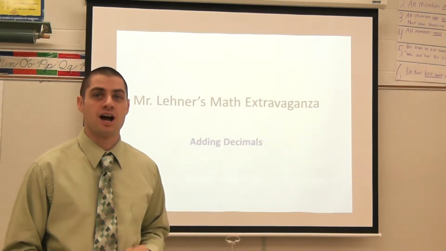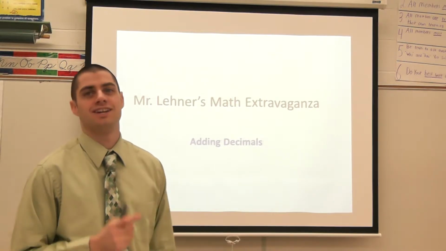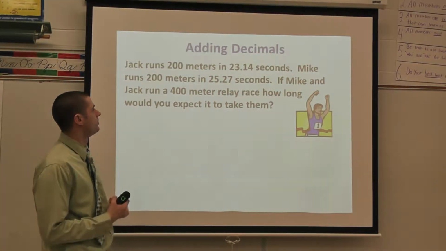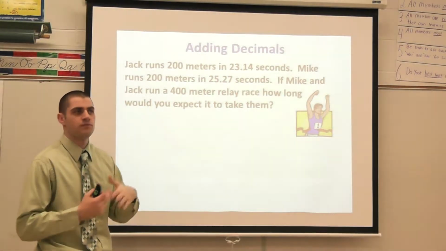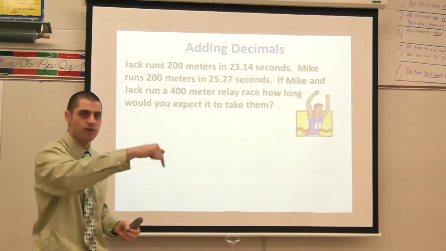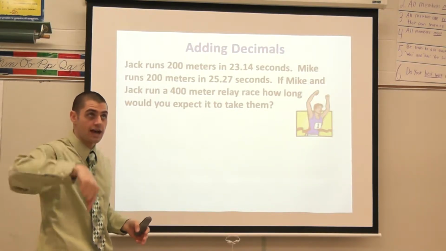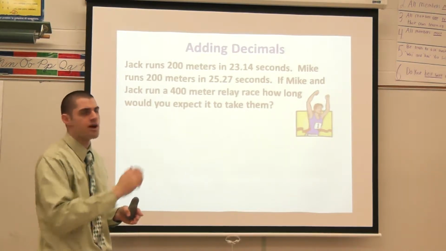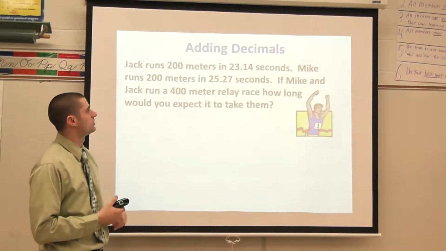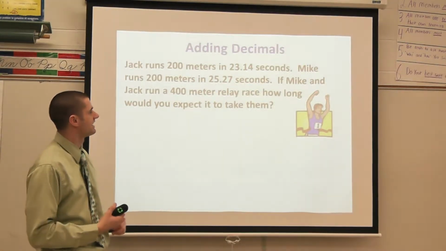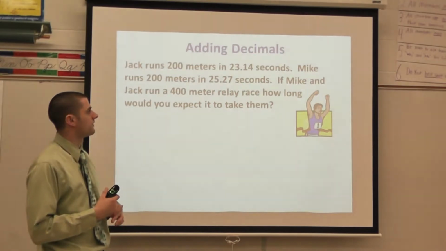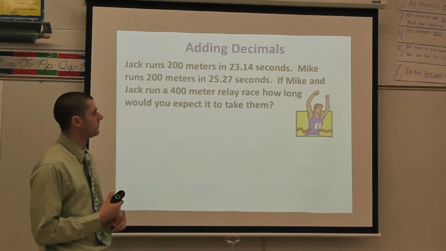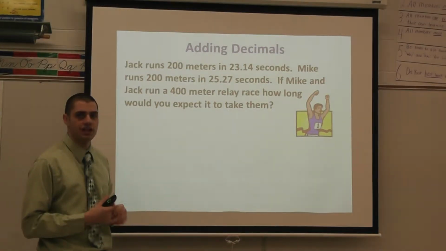Let's take a look at an example problem that involves a little bit of sprinting in track. In this problem, it says Jack runs 200 meters. Now, for those of you that are not familiar with track, 200 meters is halfway around a full lap on a track. One lap around is 400 meters, so 200 meters is halfway around the track. So Jack runs 200 meters in 23.14 seconds. Mike runs 200 meters in 25.27 seconds. If Mike and Jack run a 400 meter relay race, how long would you expect it to take them?